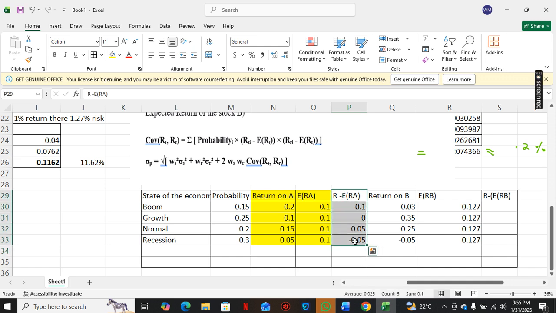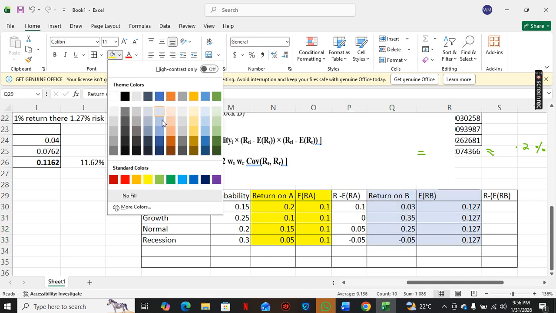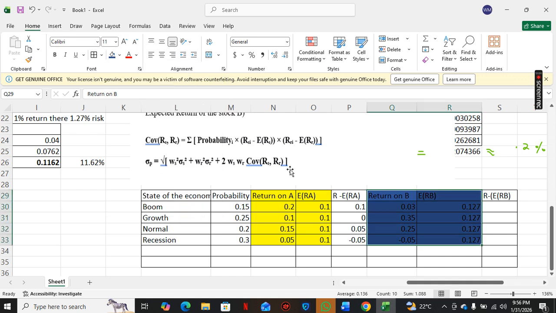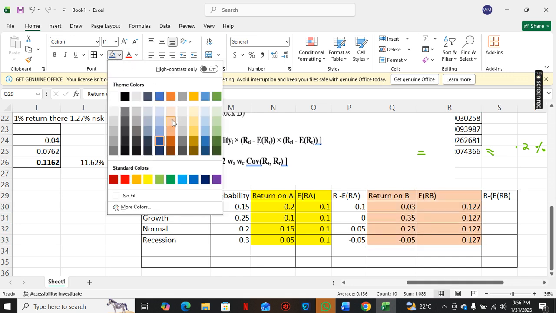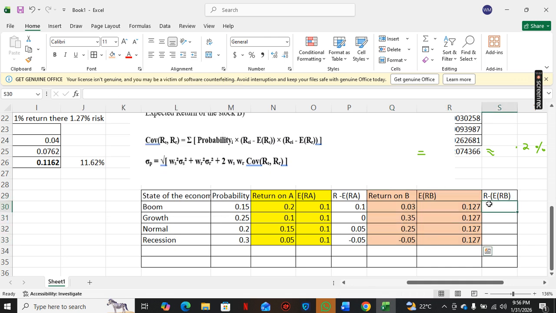Similar to what we do when getting the standard deviation. The only difference is this time we're not going to square these deviations. We'll leave them as they are. Even for investment B, we do the same thing. Each return minus the expected return.